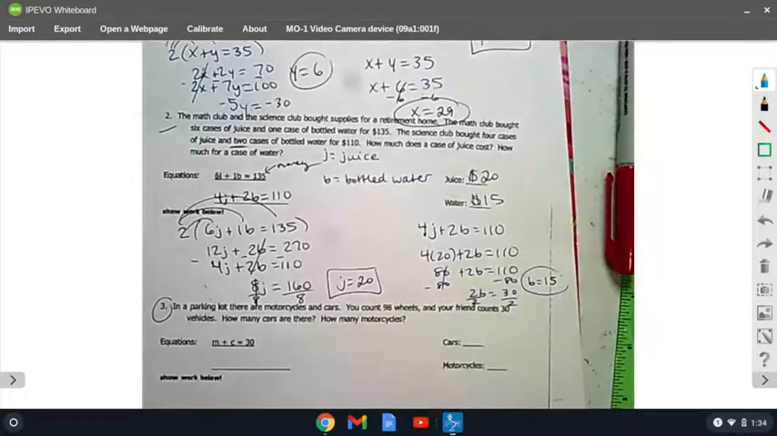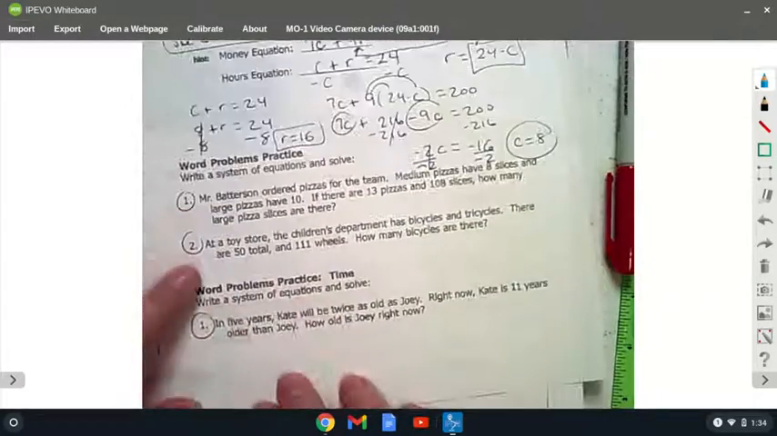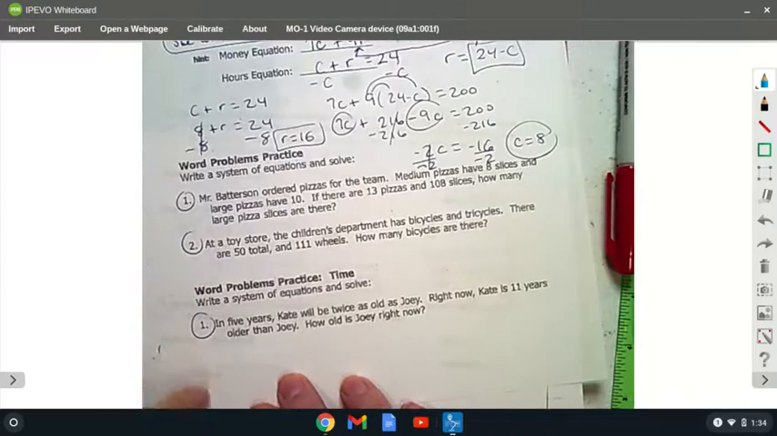Okay, so you guys are doing 3, 4, and 5 on this, and you're also doing 1, 2, and 1 from the first page.